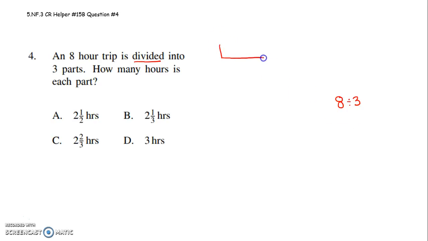A visual for that, you could always draw a tape diagram. So you have 8, it's an 8-hour trip, and you're dividing into 1, 2, 3 parts. And the question is, how many hours in each part? So if we're doing 8 divided by 3, you just do 3 into 8. How many times does 3 go into 8? 3 goes into 8 twice.